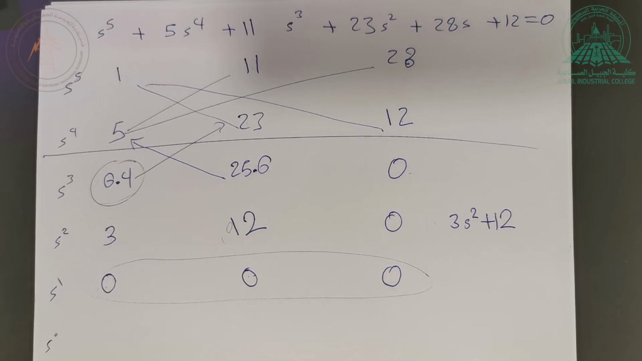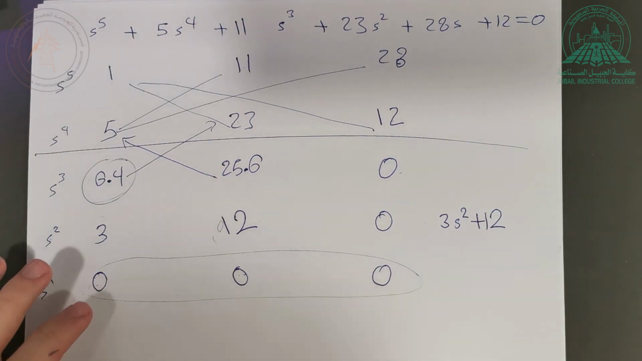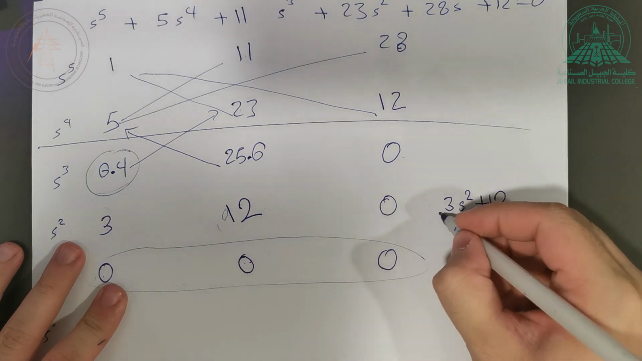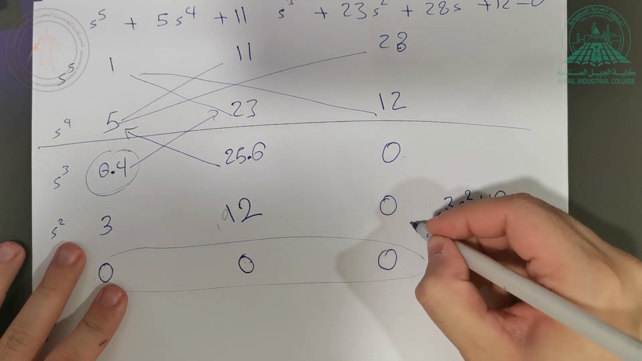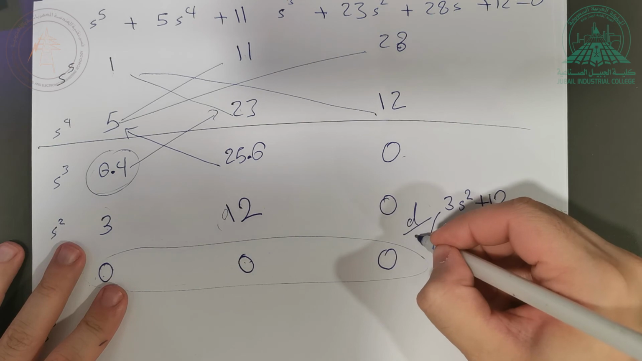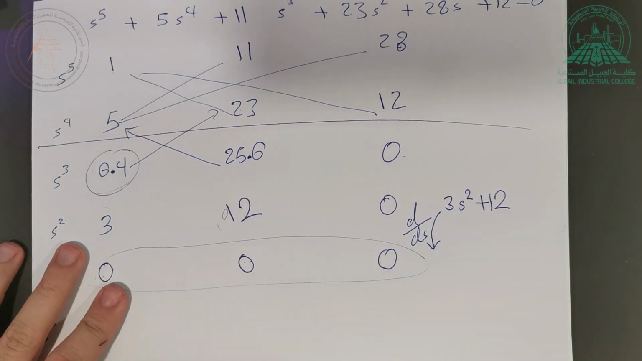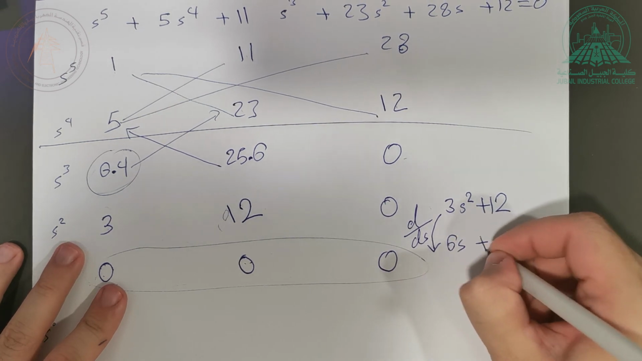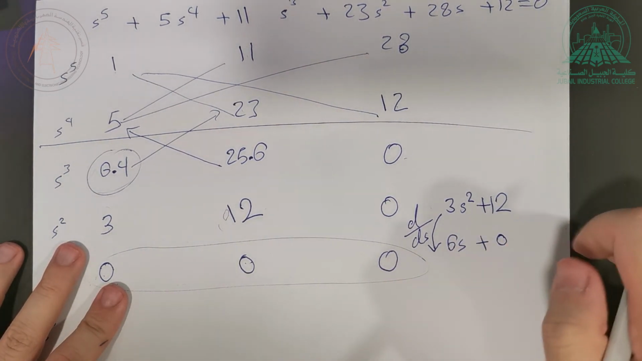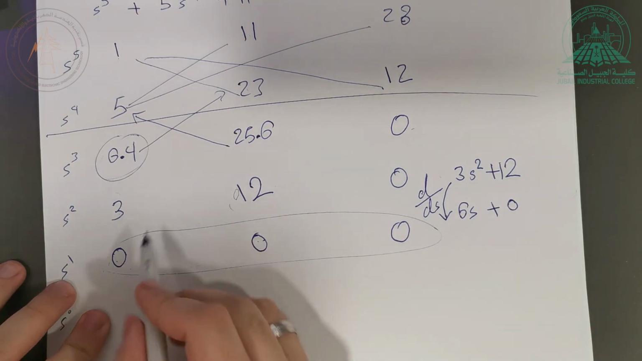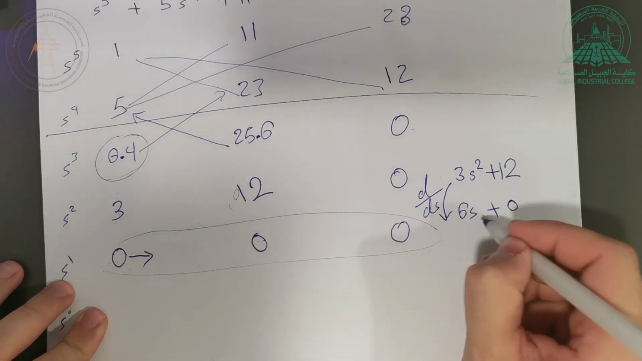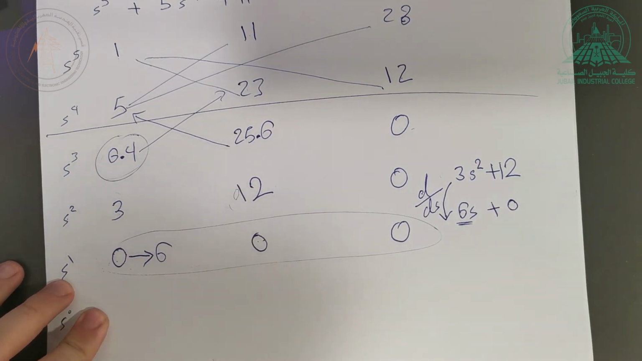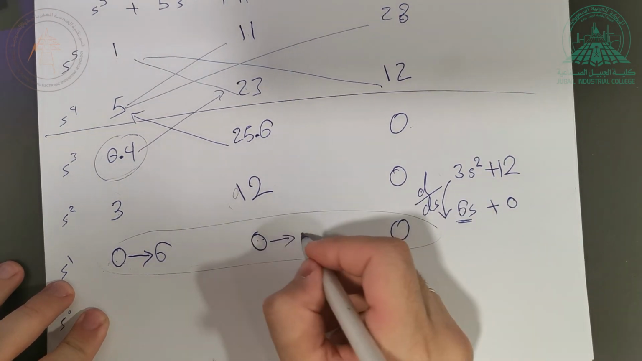Now how am I going to use it? I'm actually going to differentiate it. Take the derivative of this. Down here, I'm going to take the derivative with respect to s. So what do I get? I get 6s plus 0. Of course, plus 0. That means I'm going to replace this row by this 6, and this 0 I replace by 0.